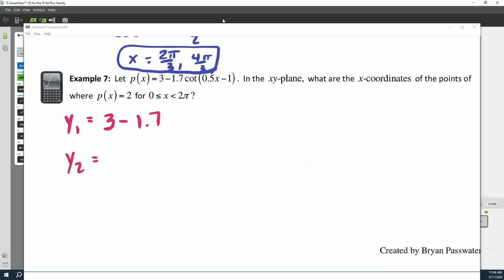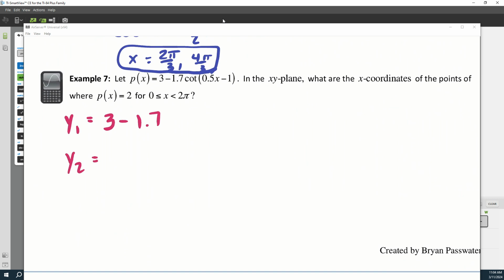And then we need to be able to type in cotangent in the calculator. So there is a tangent to the negative 1. That is not cotangent. That is the inverse tangent. So if you use the inverse tangent, it's going to give you whatever angle has that tangent. It is not the cotangent. So we have to type it in like a reciprocal.